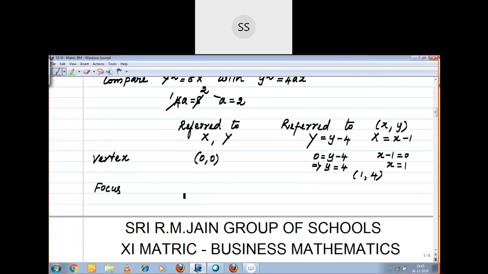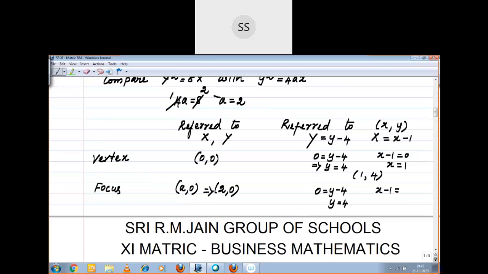Next, they ask focus. Focus is a, 0. Parabola open rightward. So 2, 0. Right? A, 0 is 2, 0.